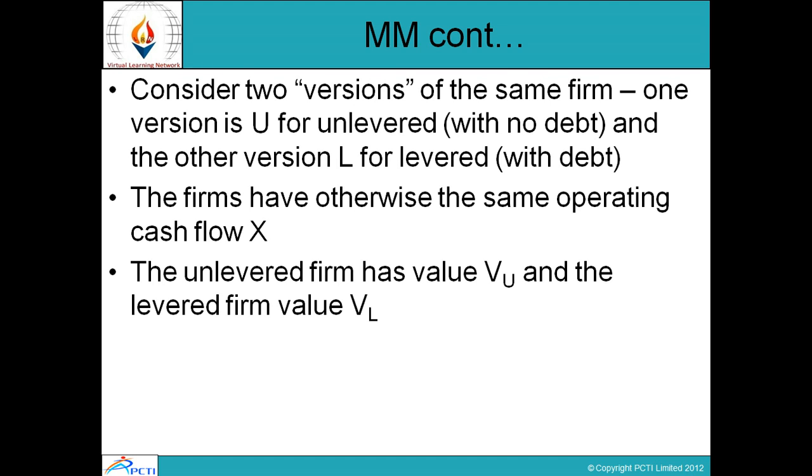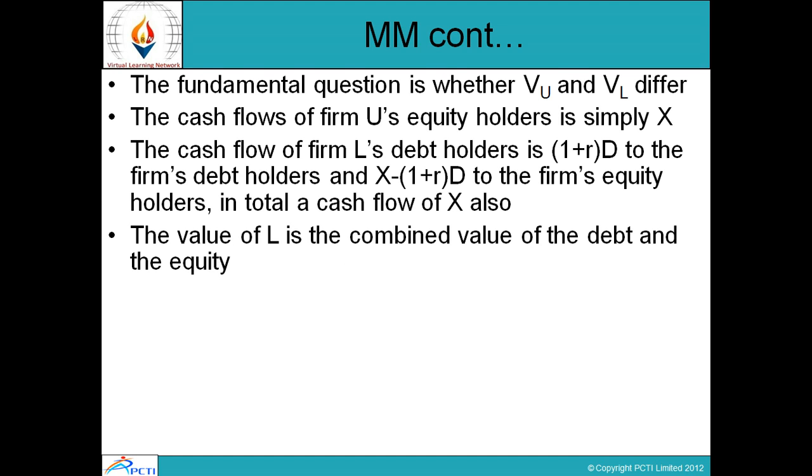Consider two versions of the same firm. One version is U for unlevered firm with no debts, and the other version L for levered firm with debt and equity. The firms have otherwise the same operating cash flows X. The unlevered firm has value VU and the levered firm value VL. The fundamental question is whether VU and VL differ.